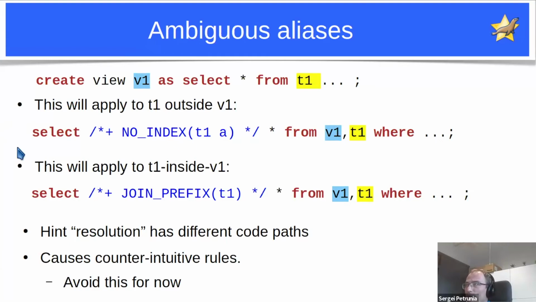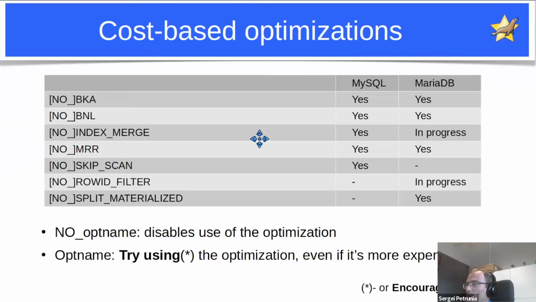So this was about join. We covered join order hints. Now let's talk about other hints. There are hints for cost-based optimizations. They always come in pairs. There is, for example, the hint bka to use BKA, and no_bka to disallow use of BKA.